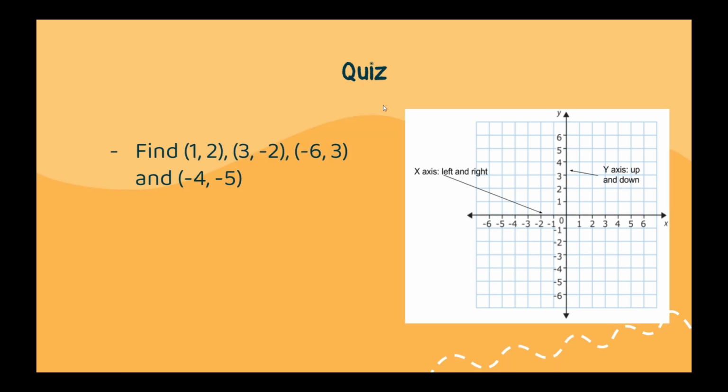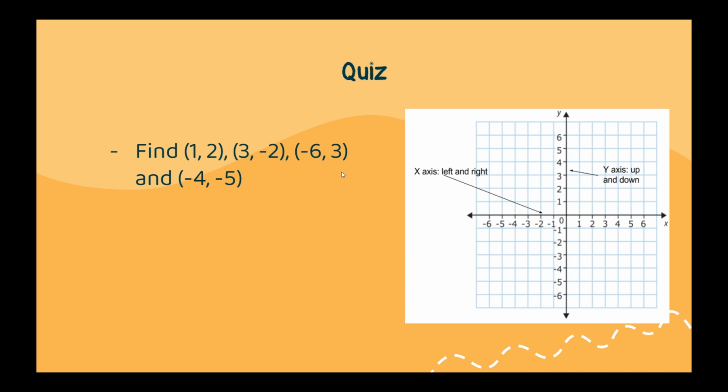Okay, so quick quiz. Find 1, comma 2; 3, comma negative 2; negative 6, comma 3; and negative 4, comma negative 5. Remember, the x value always comes first, and then the y. So it's x, comma y. You can pause, and then I'll go over the answers.